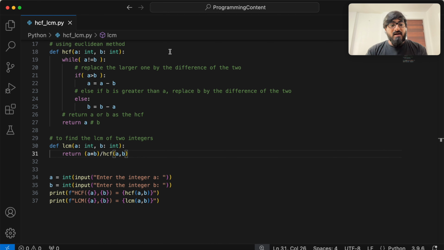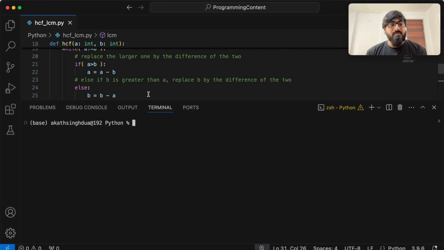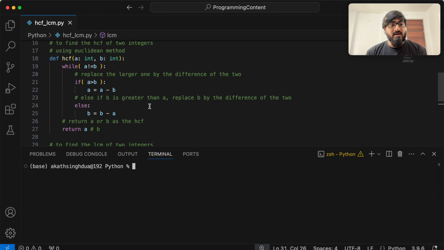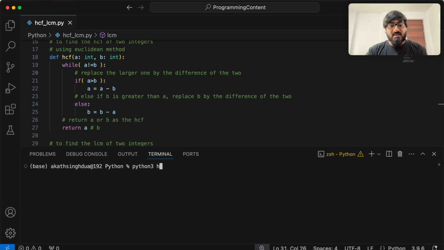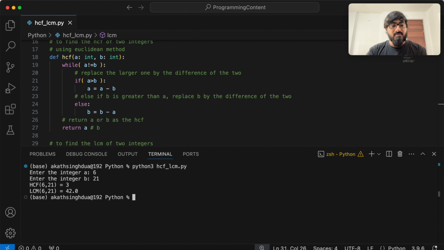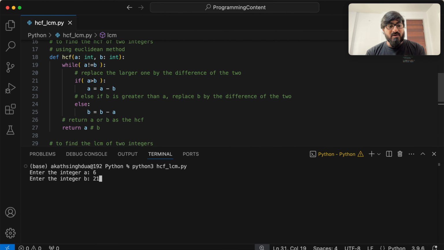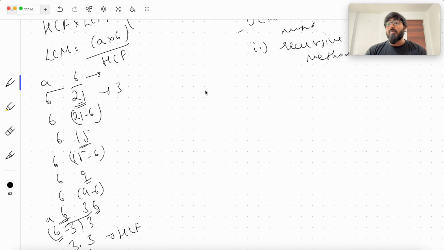I'll take two integers a and b and print their HCF and LCM. So running this now, this is the function for HCF I'm using. Python 3 HCF LCM. The examples were 6 and 21. HCF is 3 and LCM is 42, which is correct. It is coming out to be 42.0 because we are using this division. You can make this integer division as well, 42. And this will work for any pair of positive integers.